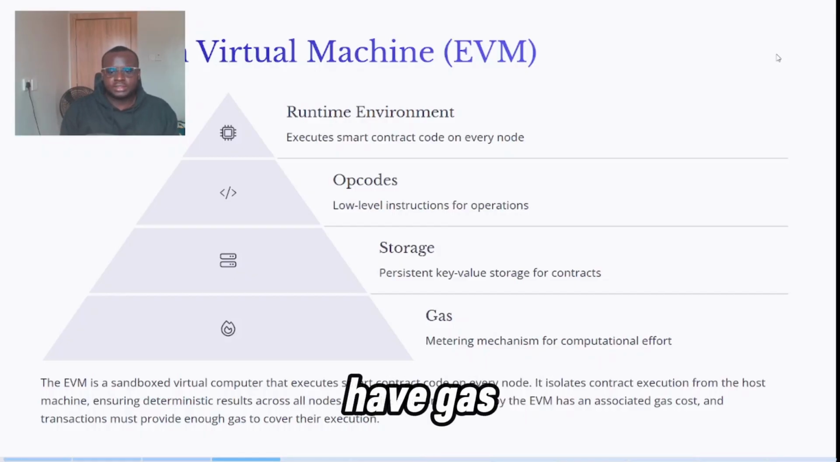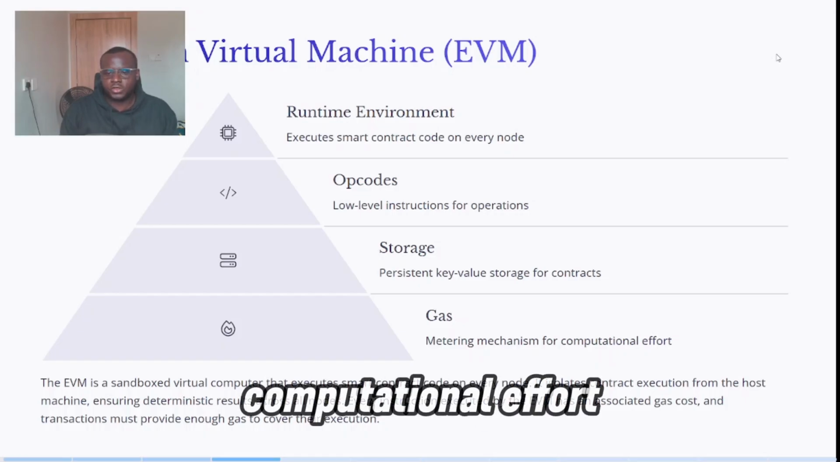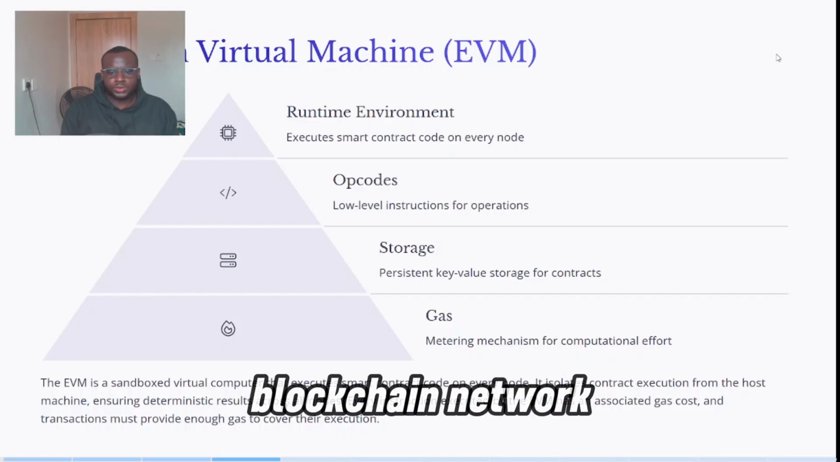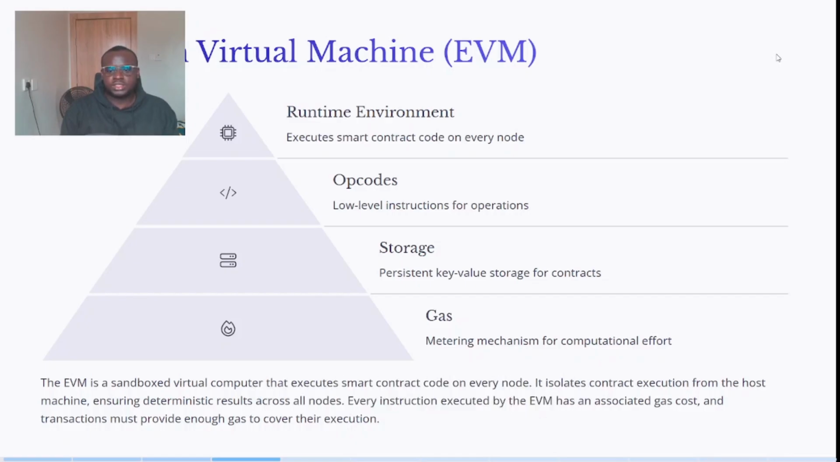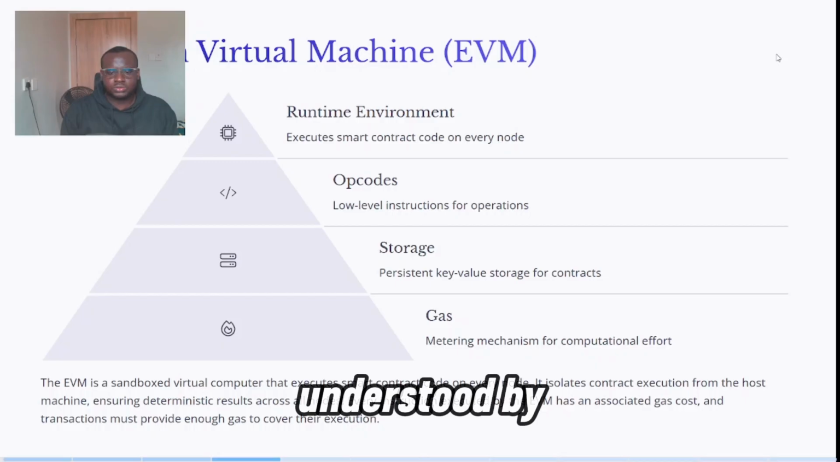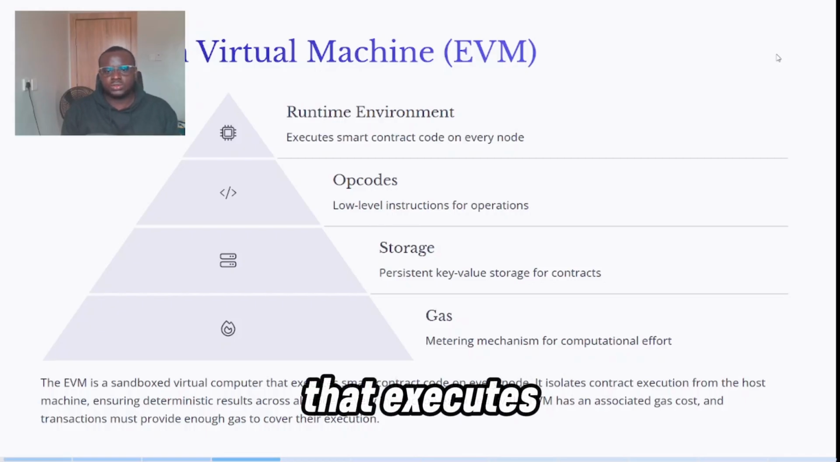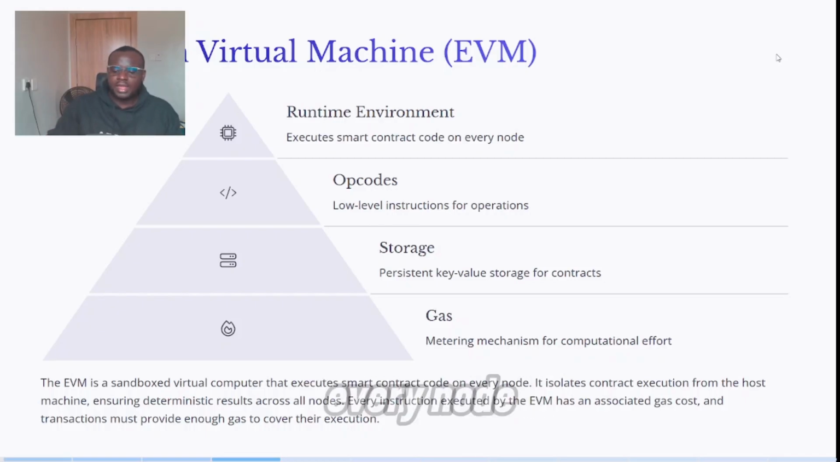So we have gas, which is the mechanism for metering computational effort. Like we've just said, gas must be provided whether you're interacting or deploying to the blockchain network. Then we also have persistent key value storage for contracts. And we have opcodes, which are low level instructions understood by the EVM, much like machine language. And then we have the runtime environment that executes smart contract code on every node.